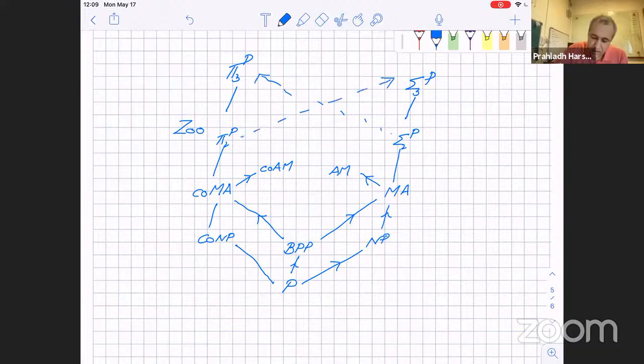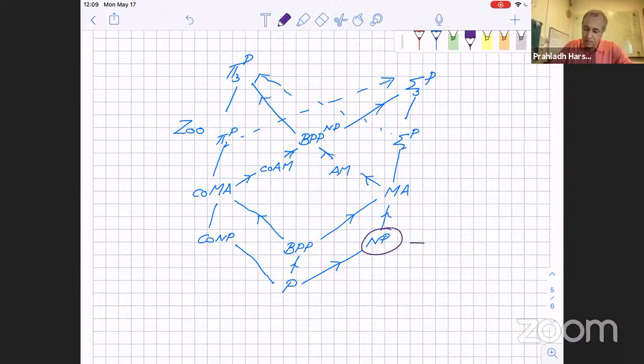But I want to claim that AM is in BPP to the NP, by definition almost, because it's Arthur talking with an NP prover. So it's exactly in BPP to the NP, and BPP to the NP is certainly in sigma 3p and pi 3p. You can show that. So this is the complexity picture that we have right now. The NP complete problems and all are sitting over here. All the NP problems are sitting here.